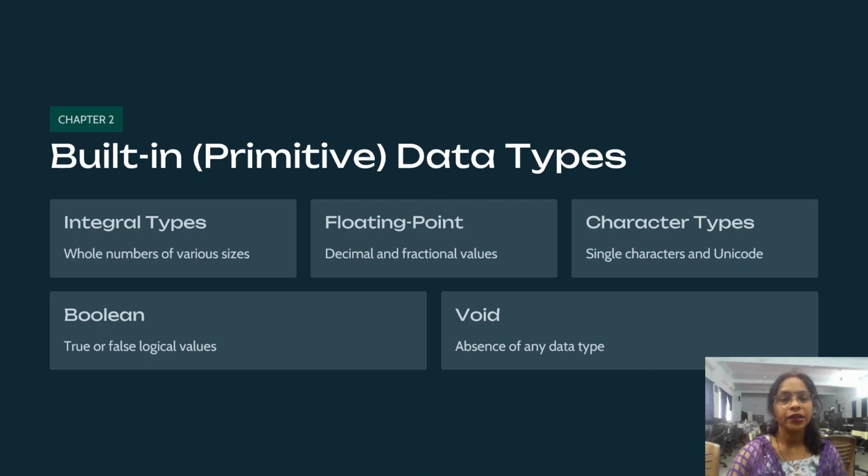First, that is built-in data types, primitive data types, or fundamental data types. Let us discuss the built-in data types provided by C++. These include the integral types, floating types, character types, boolean types, and void data types. In integer types, we store whole numbers of various sizes. In floating types, we use decimal and fractional values. In character types, we use single characters and Unicode. In boolean, we just say true and false, logical values. And void means the absence of data.